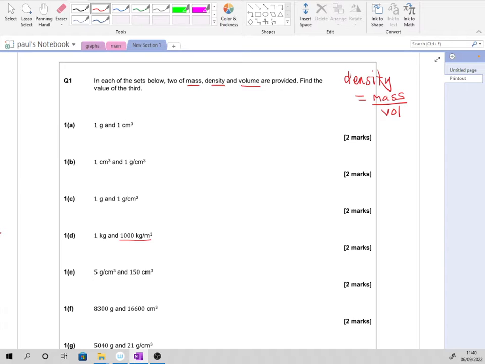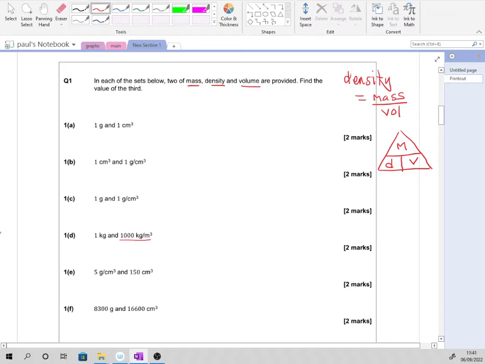And we can do one of those little triangle thingies now that we've worked out what the formula is. So the density is the mass divided by volume. The volume is the mass divided by the density, and the mass is the density times the volume. So we should be okay now.